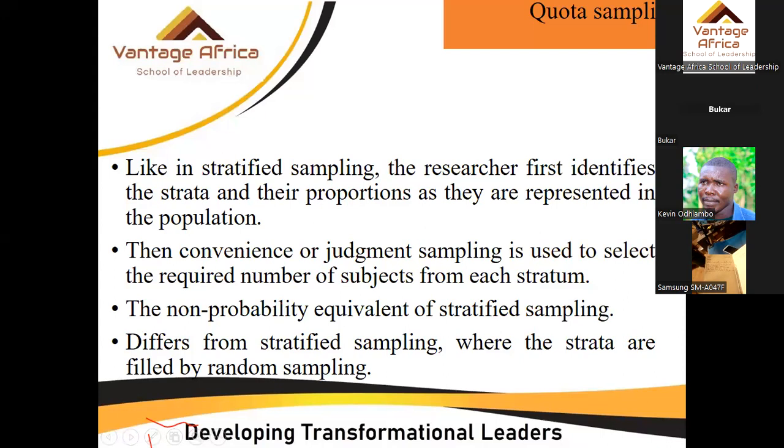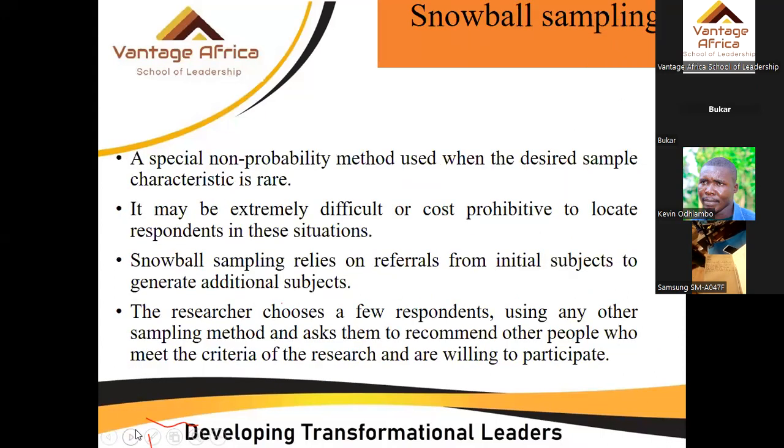And then there is snowball sampling. Now, snowball sampling is a special non-probability method used when the desired sample characteristic is rare. It may be extremely difficult or cost prohibitive to locate respondents.